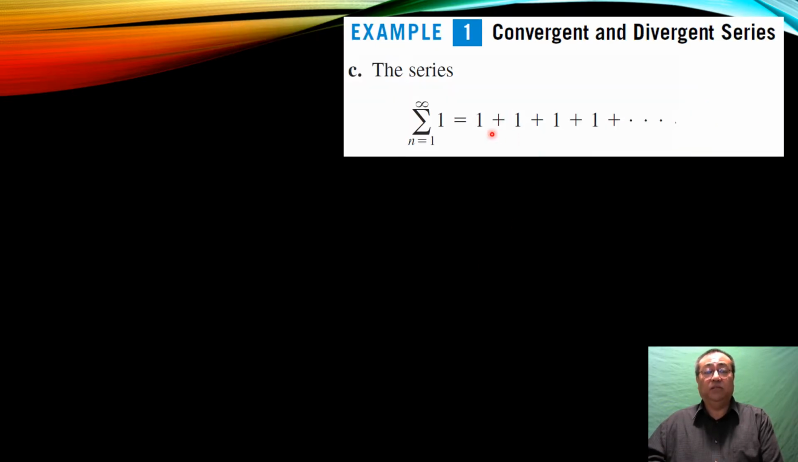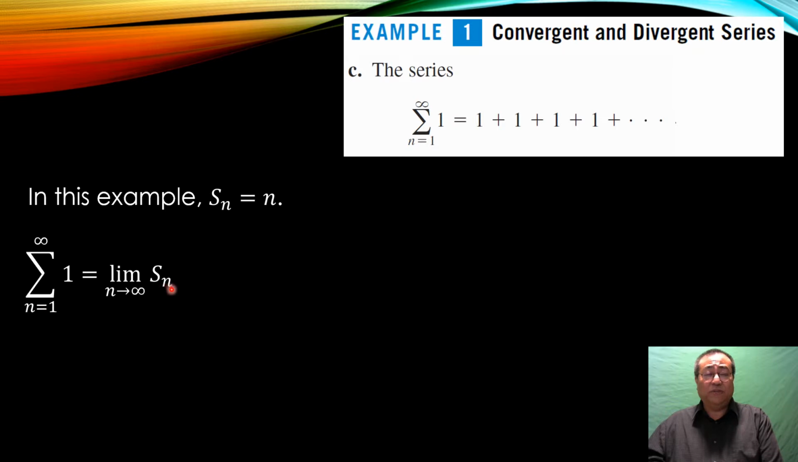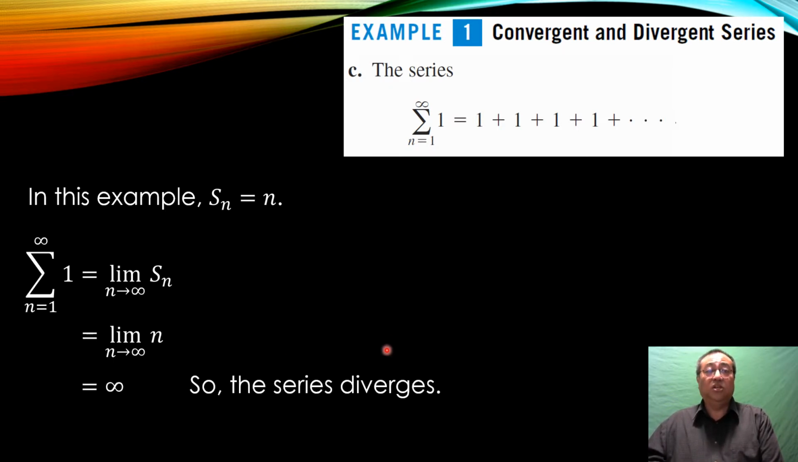Alright, now look at this one. What is this doing? You're going to add an infinite number of 1s. So the Sn, the partial sum, is n. As n goes to infinity of this partial sum, the formula is n, that's going to infinity. So this diverges. So the series diverges, right? If you have an infinite number of 1s, it's still infinity.